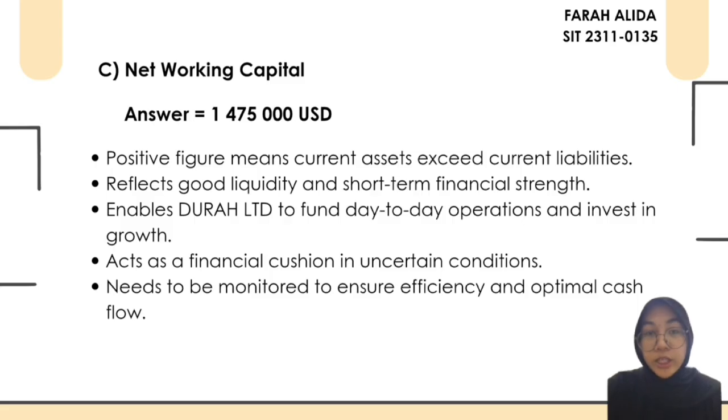Let's look at the net working capital, which is 1,475,000 US dollars. This positive figure tells us that current assets exceed current liabilities by nearly 1.5 million US dollars. There is a solid liquidity cushion for the company. It shows Dura Ltd has enough resources to cover its operational needs and unexpected expenses without needing external financing. It also provides room for reinvestment in the business, emergency needs, or even strategic expansions.